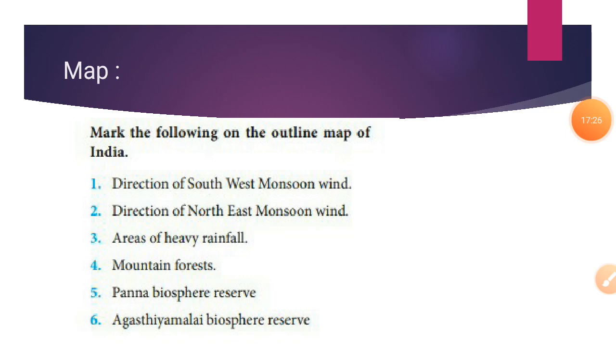Here a few places are given. For the direction of the southwest monsoon wind, you have to mark an arrow from sea area to land area. For the northeast monsoon, you have to mark an arrow from land area to sea area. Students, I hope you understand this part. In the next class, we will learn some more places in the map. Thank you, children.